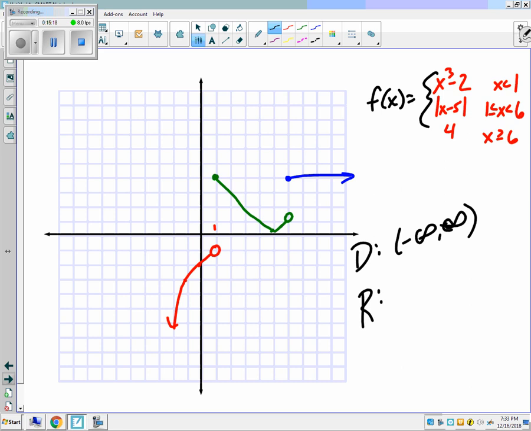Range is tricky. Now look, let me talk about the domain. All right, let's talk about the domain first. This thing's touching everything to the left. It goes to 1, it jumps up, it's still touching every value. Even on those jumps, every x value between negative infinity and infinity is accounted for. So we're good there. Okay, the range.